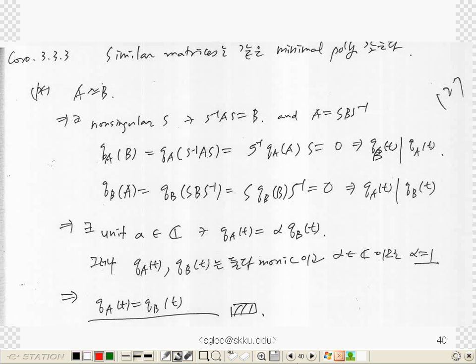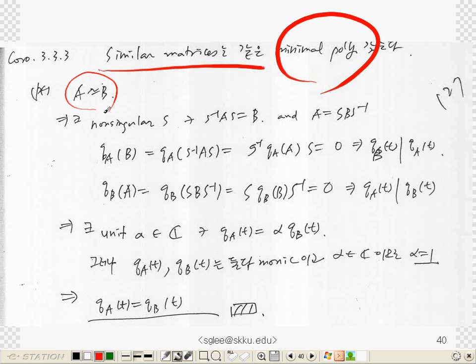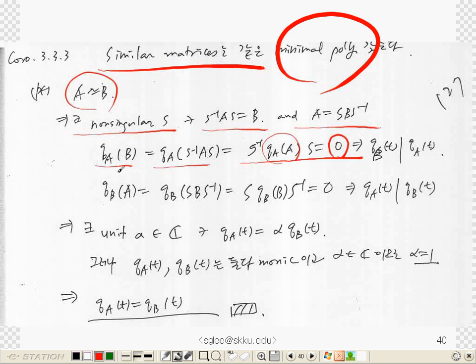Okay. Here are the properties of a minimal polynomial. Every similar matrix has the same minimal polynomial. Suppose A is similar to B, then there exists a non-singular matrix S that makes this. Then Q_A of B is like this. This is the zero matrix. What that means is this divides this, Q_A of B. And Q_B of A can be written in this way, and this is Q_B of B here, like this.